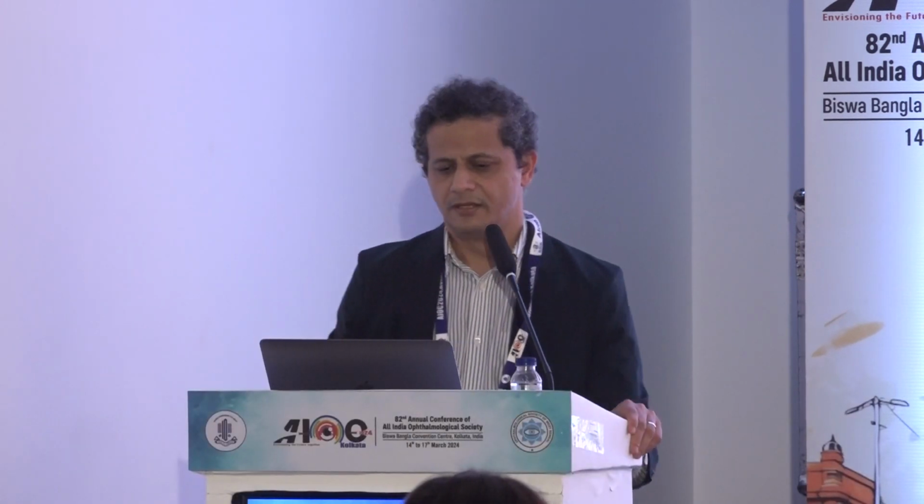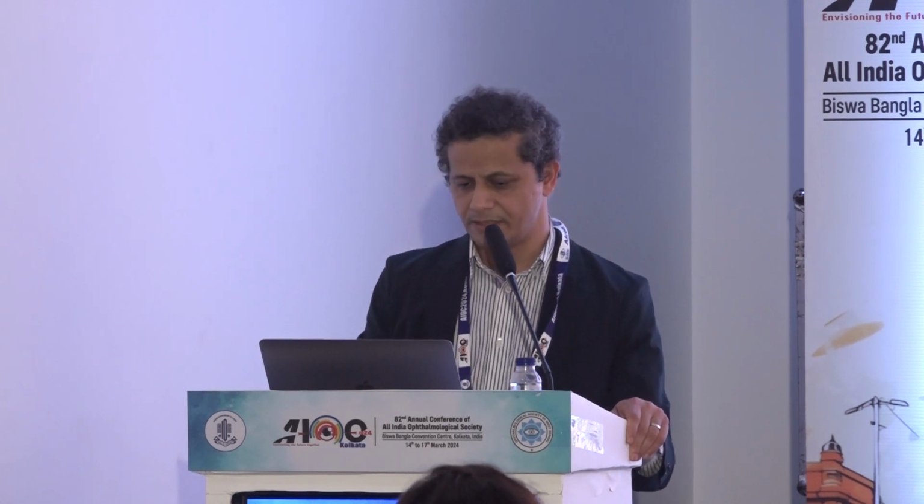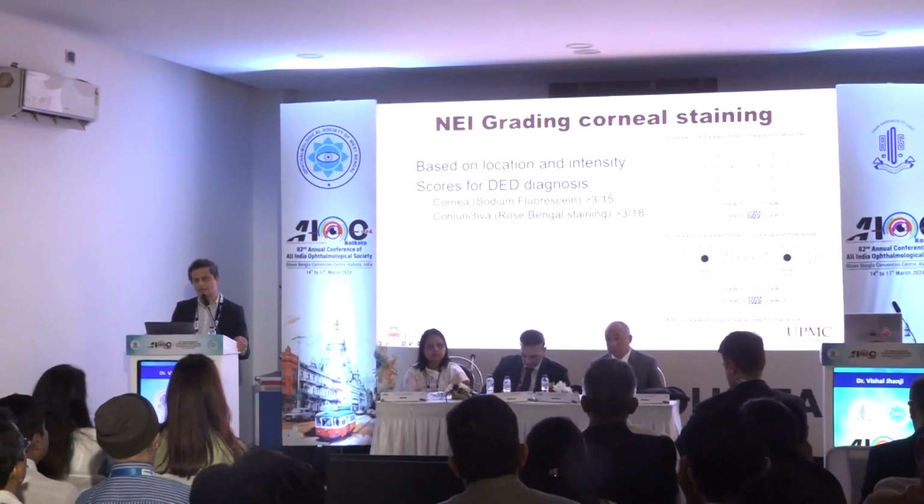You can look at the tear film integrity in a similar way. You look at the conjunctival and corneal staining, you note any unstable tear film. Using fluorescent dye, you can use rose bengal and also lissamine green, depending on what is available in your clinic. This is the NEI grading for corneal staining, one of the most commonly used tests in a clinic.